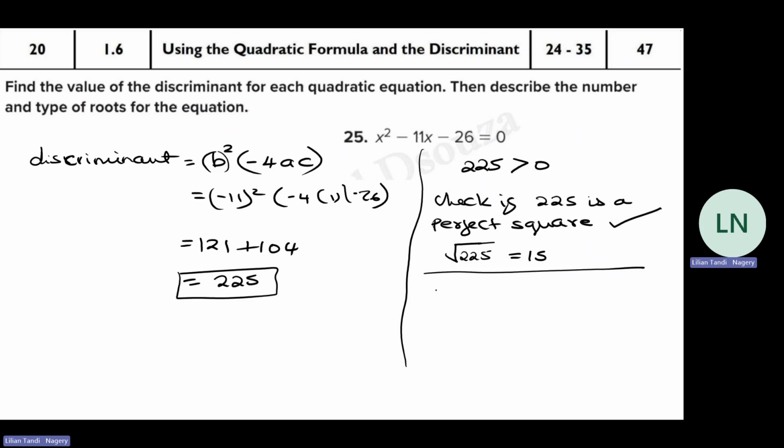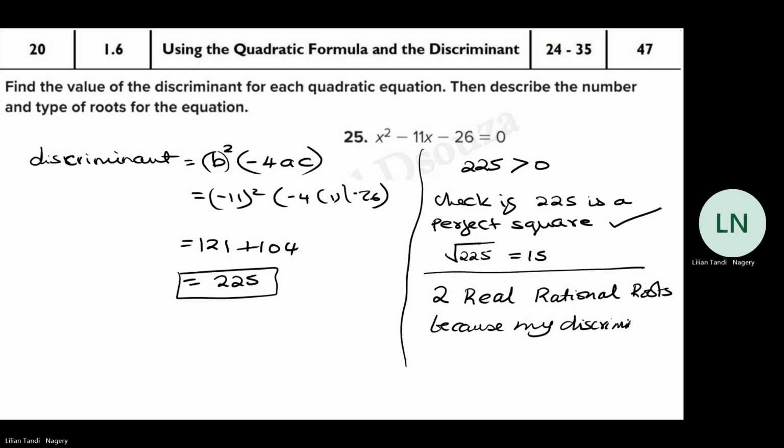So then I am going to say 2 real rational roots because my discriminant is a perfect square greater than 0. Okay?